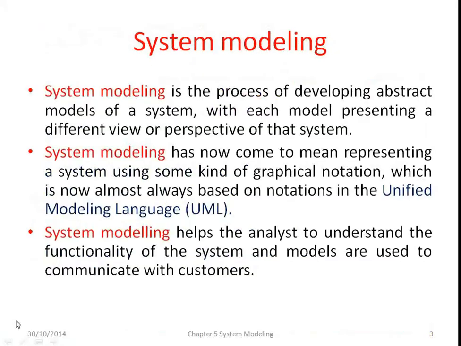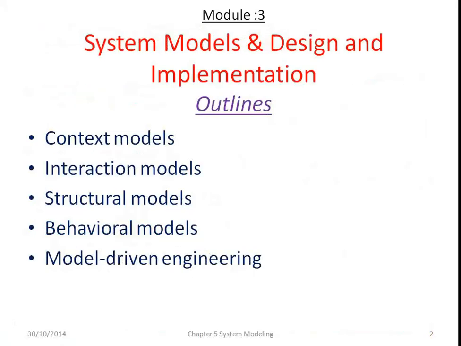The outline of the class is system modeling. Module 3 contains two chapters from Sommerville: one chapter is system models and the other is design and implementation. So both chapters are for module 3. The first chapter is system models and another chapter is design and implementation. So first we will start with system models.